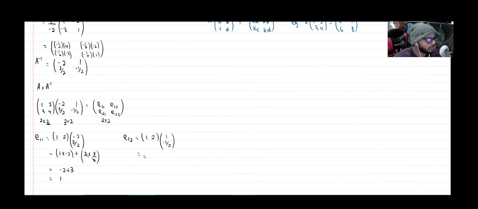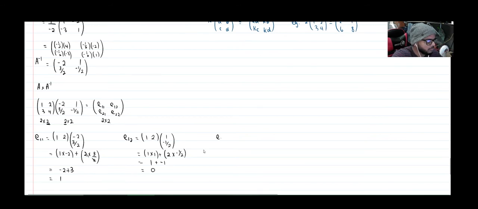This is equal to first by first plus second by second. 1 by 1 is 1, minus 2 multiplied by negative a half is negative 1. 1 plus negative 1 is 1 minus 1, which is 0. Again, I'm seeing things happening.